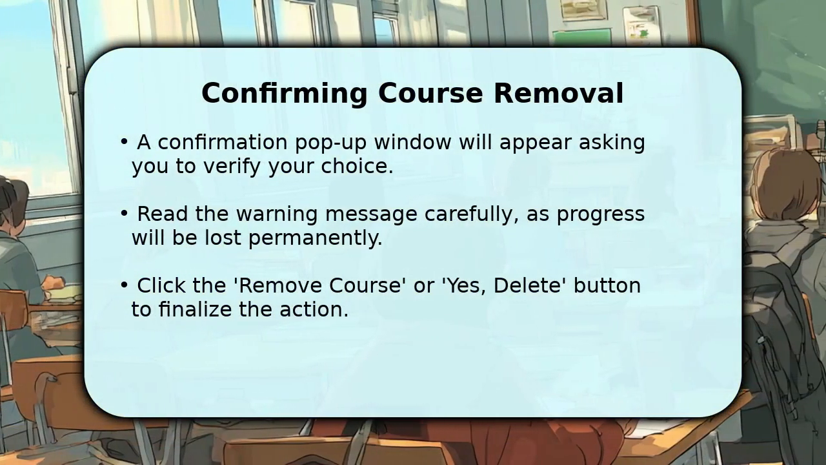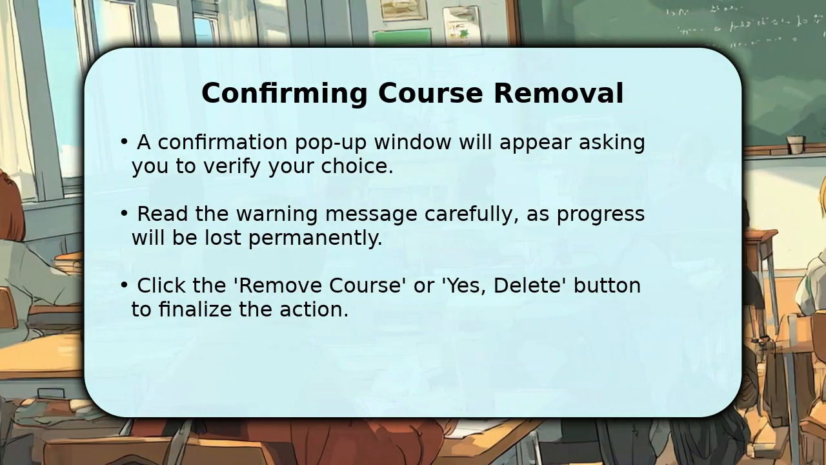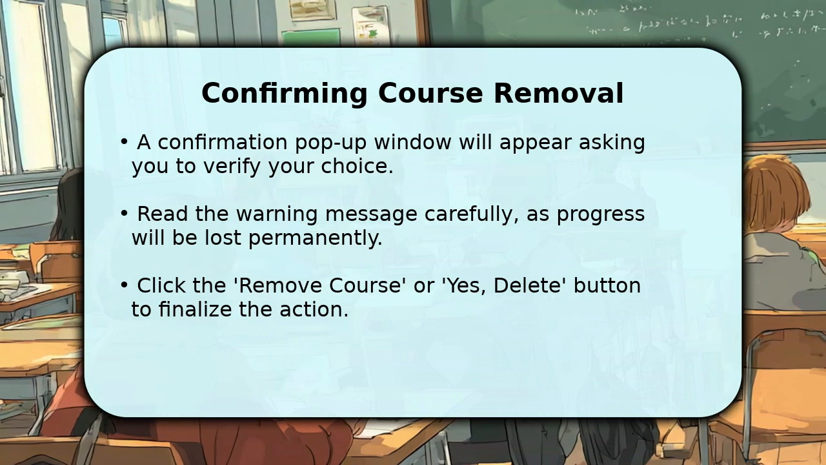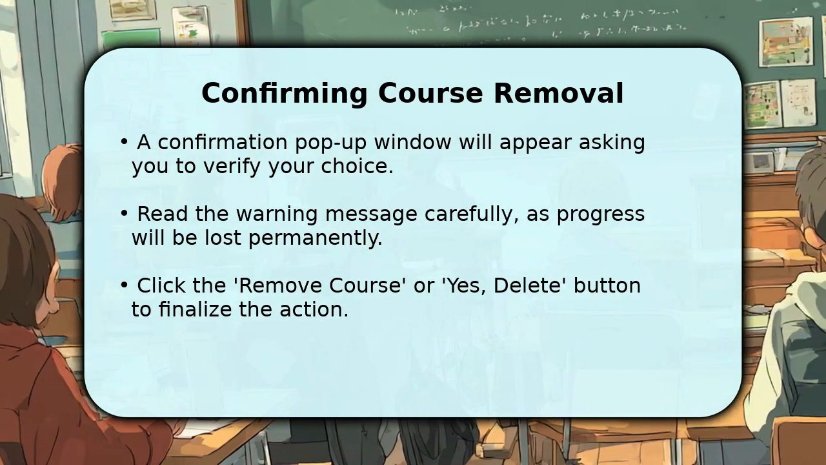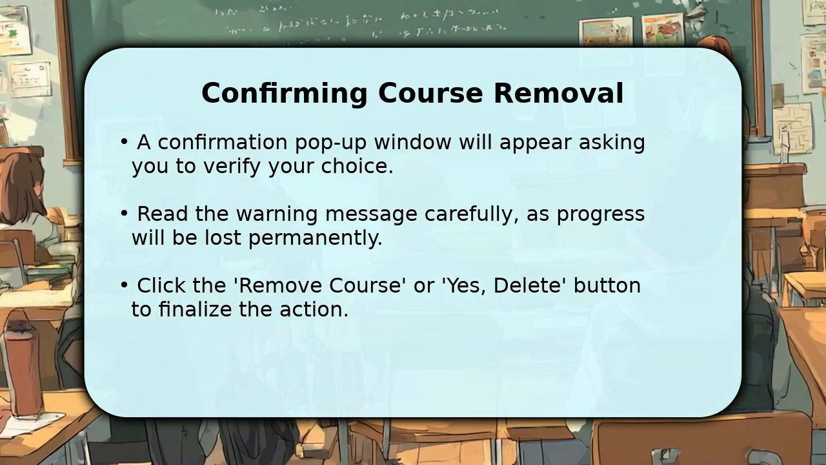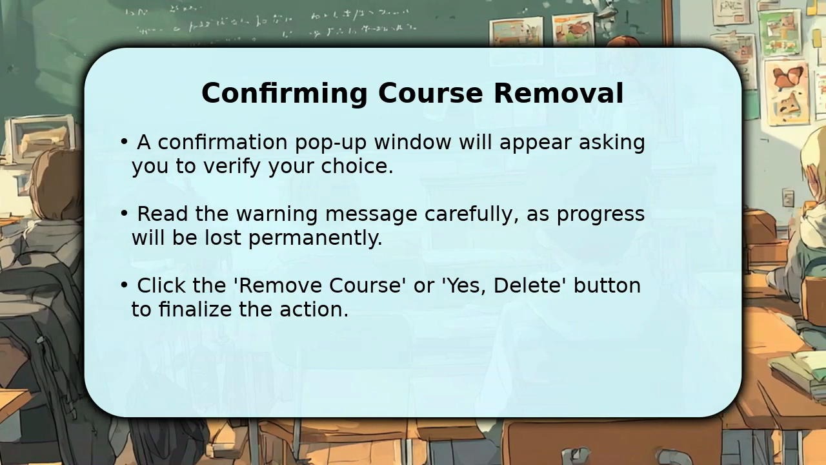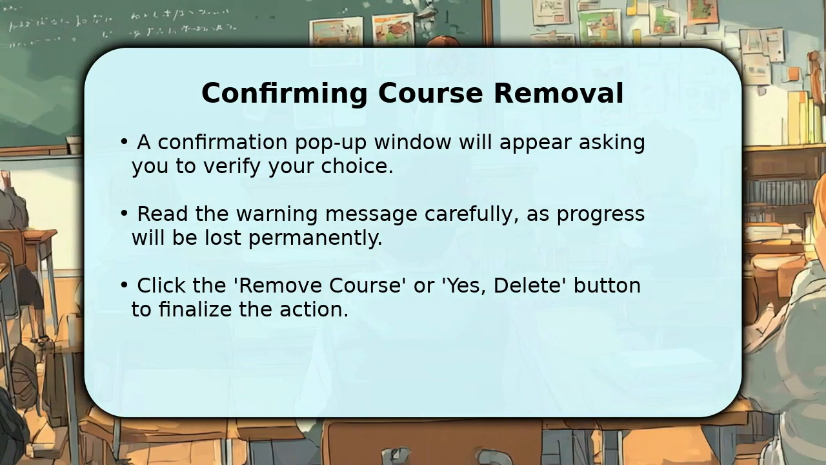After clicking the Remove button, a small yet important confirmation pop-up will appear on your screen. This window serves as a final check, asking you to confirm your decision. Please take a moment to read the warning message carefully, as all your progress within that specific course will be permanently lost. To proceed, simply click the button confirming you want to remove the course.